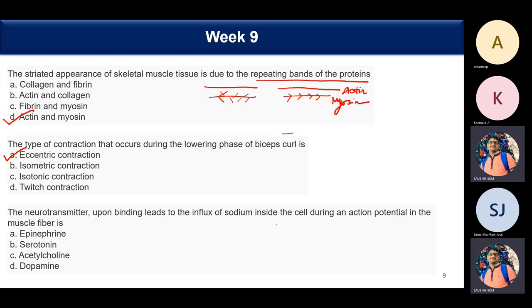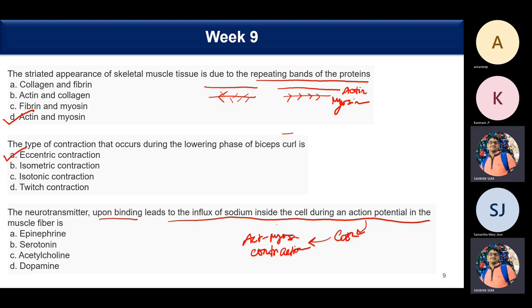A neurotransmitter, upon binding, leads to an influx of sodium inside the cells during an action potential, which then gives rise to calcium release, correct? And that gives rise to the actin-myosin contraction. Which neurotransmitter is this? Acetylcholine, correct? The acetylcholine transmitter comes through the junction, also known as the neuromuscular junction.